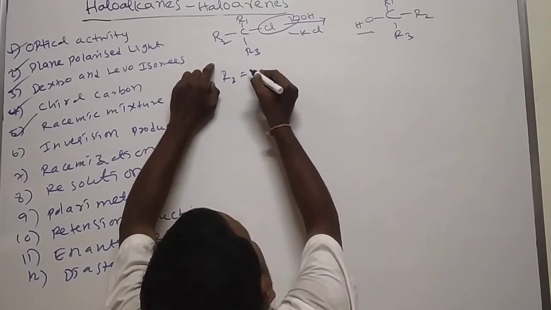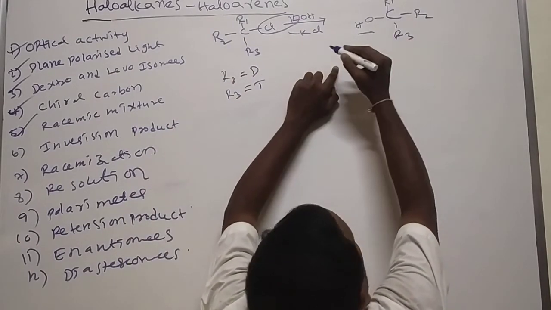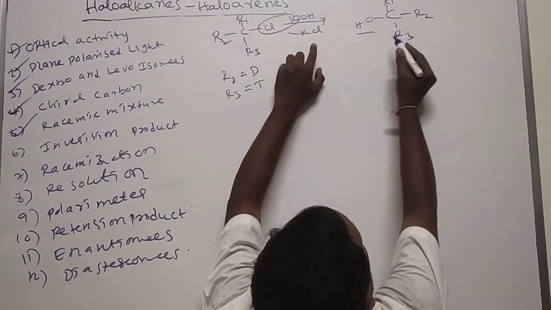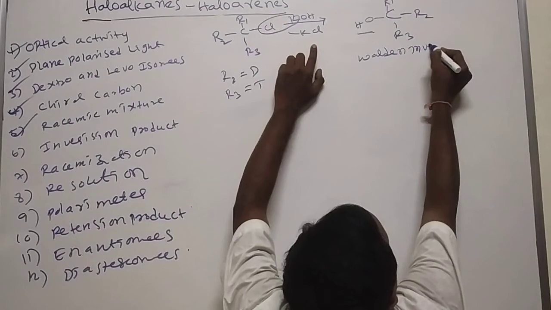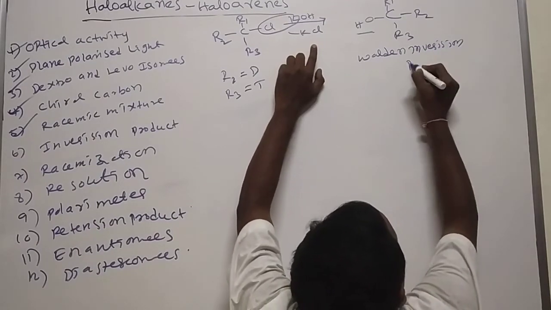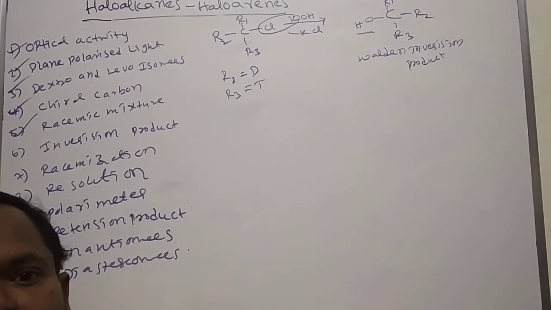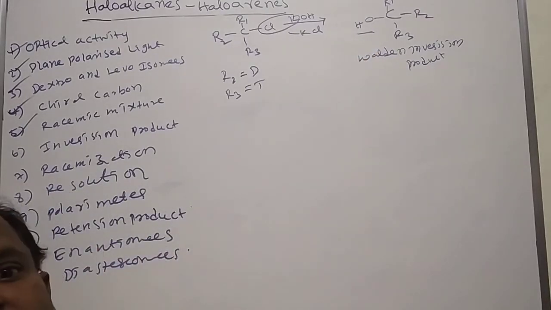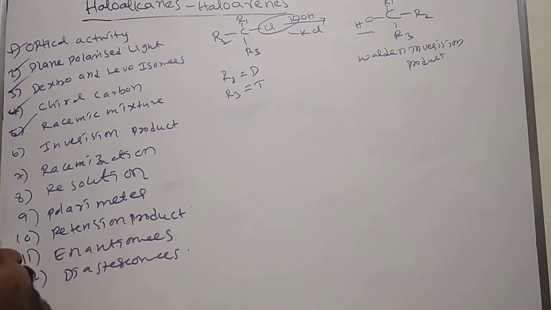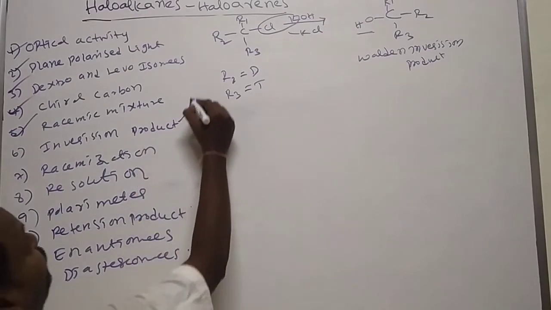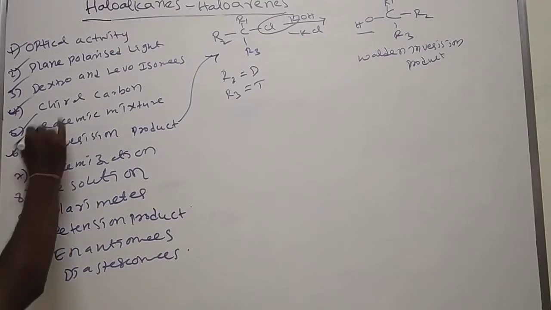R2 is equal to D, R3 is equal to T. T means tritium, D means deuterium. This was explained by the scientist Walden, so we call it the Walden inversion product. The product which is produced with the opposite configuration to the reactants we call the inversion product. Inversion means opposite product.